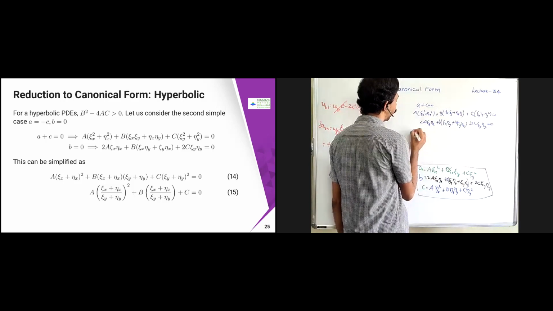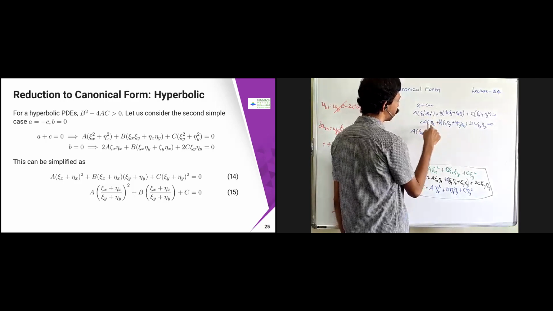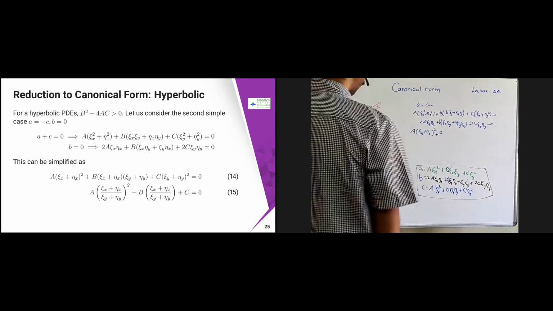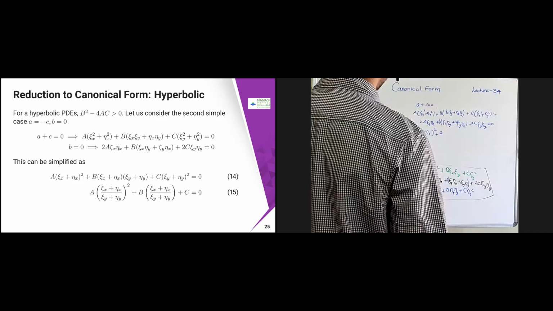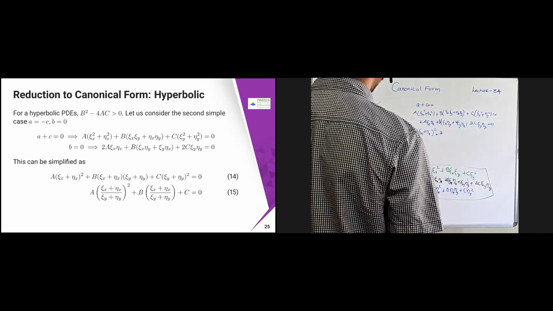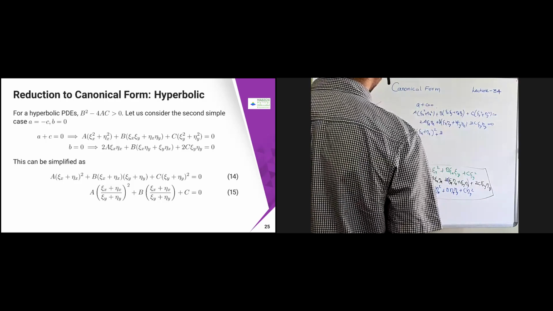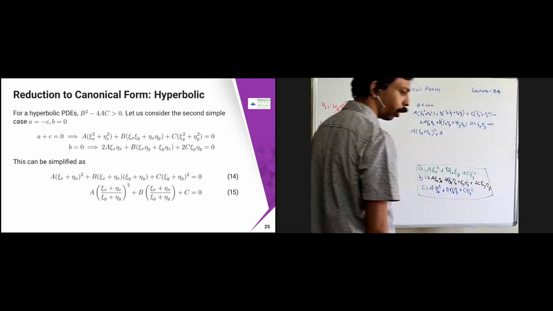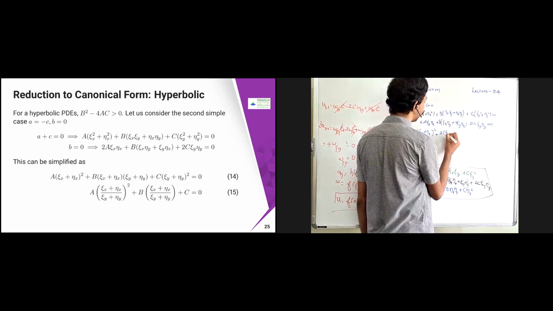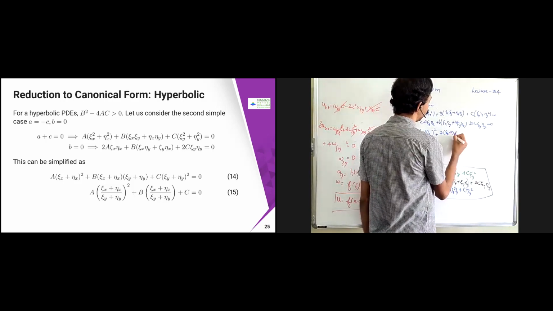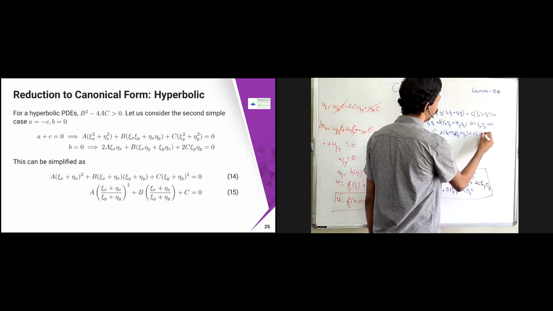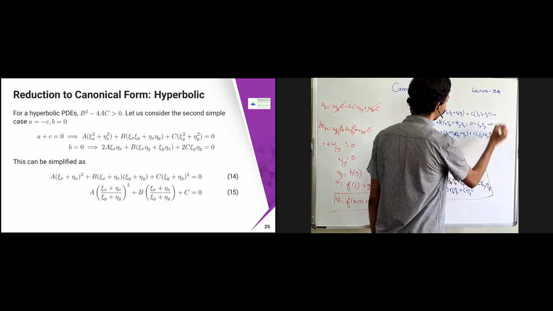I'm going to get A into chi x plus eta x the whole square, plus B into, I can take chi x common, then the first two terms I will get chi y plus eta y. The second term I can take eta x common, therefore I get chi y plus eta y. So I get chi x plus eta x into chi y plus eta y, plus C into chi y plus eta y the whole square.